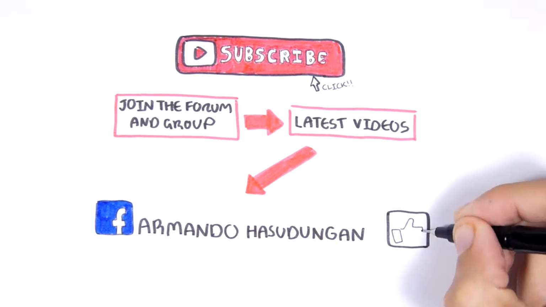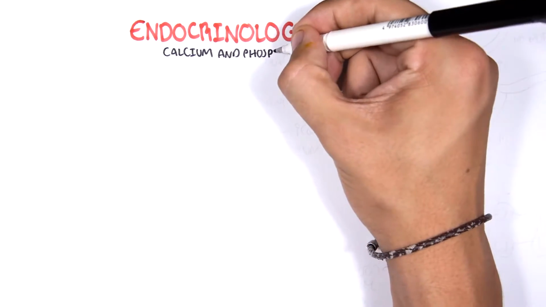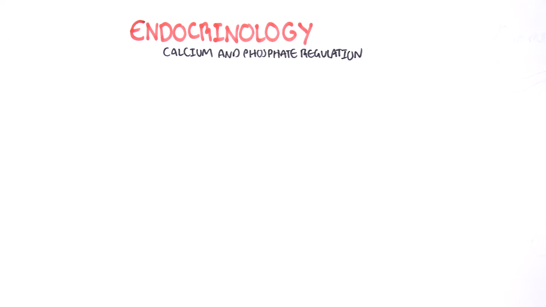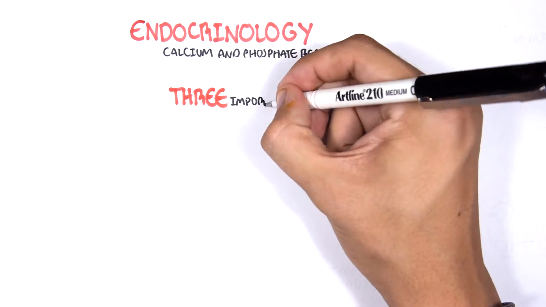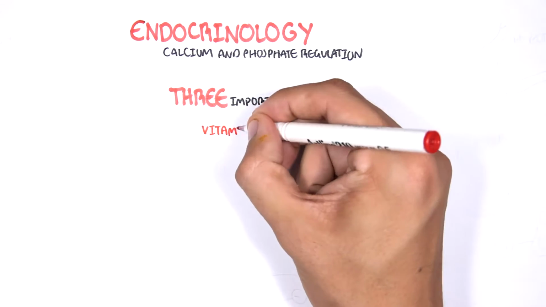In this video, we're going to look at endocrinology, calcium and phosphate regulation. So the hormones essentially involved in regulating calcium and phosphate levels in the blood. And there are three important hormones involved. These are vitamin D, parathyroid hormone, and calcitonin.